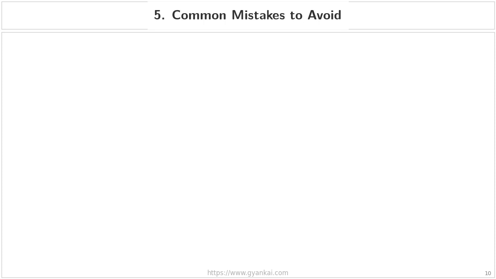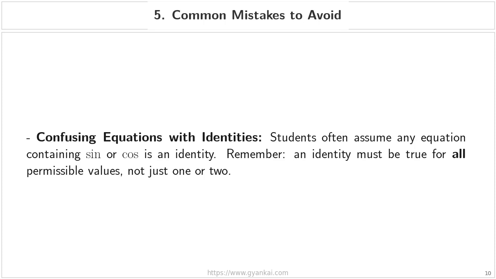5 common mistakes to avoid. First, be careful not to confuse standard equations with identities. It is a very common mistake to see any equation containing sine or cosine and immediately assume it is an identity. However, as we saw in our previous examples with sine theta equals 0.5, an equation is only true for specific cases. Always remember, for a statement to be an identity, it must hold true for all permissible values, not just one or two specific angles.